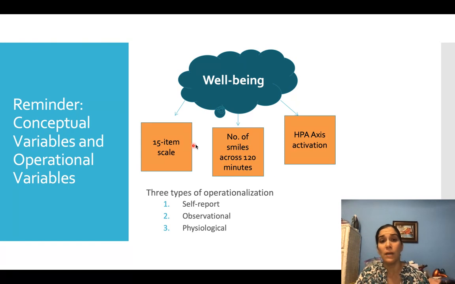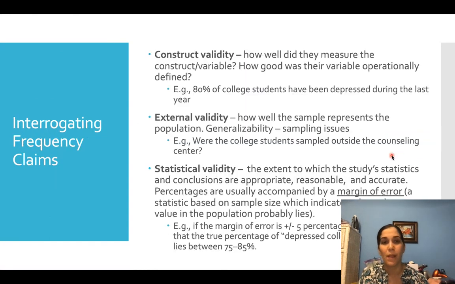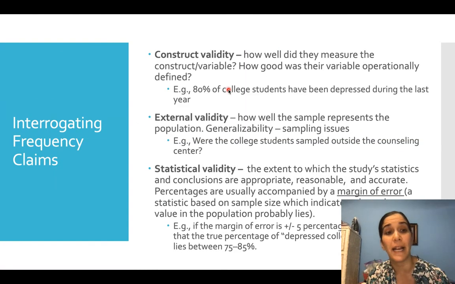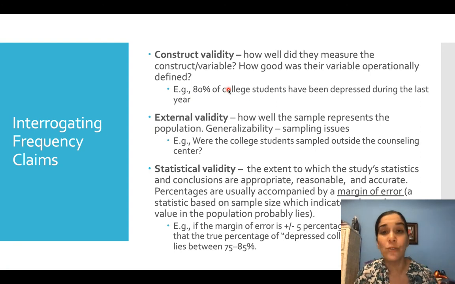And so we often have conceptual variables, but in research, we have to take this conceptual variable and operationalize it somehow. So, conceptual variable, operationalize. Back to our interrogating frequency claims, when we're talking about construct validity, we're essentially asking how well their variable was operationally defined.